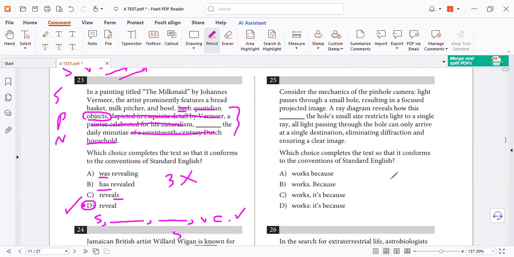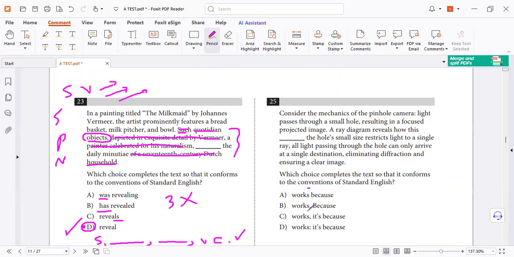Question 25. The same, as we have a simple trap. What is it? Always follow the rules. Is it complete before the full stop? I must check from the beginning. But wait, from the beginning of the sentence, this part only, to this part. Is it a sentence? Diagram reveals how this works. Yes. Subject, verb, and the object clause.